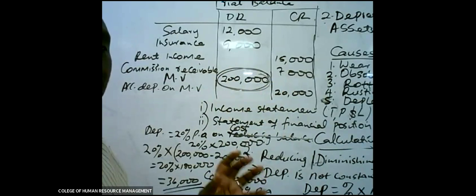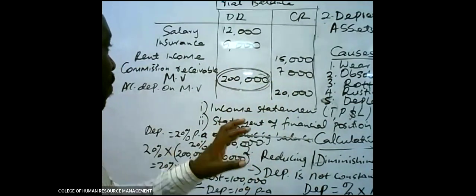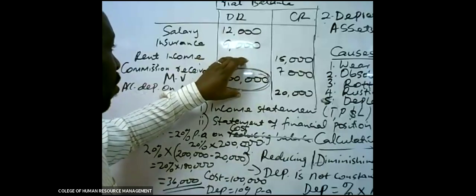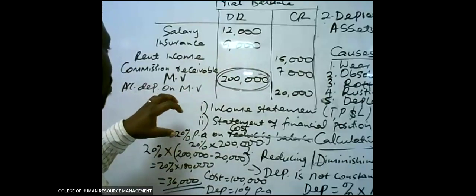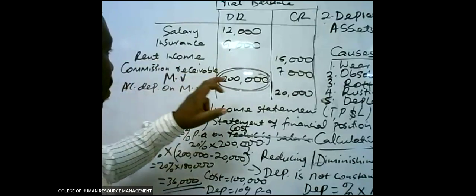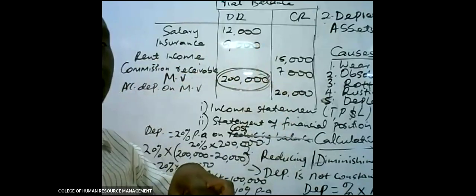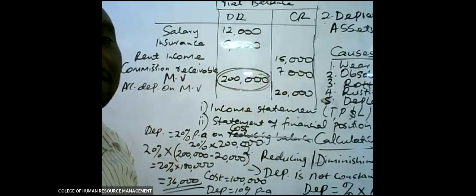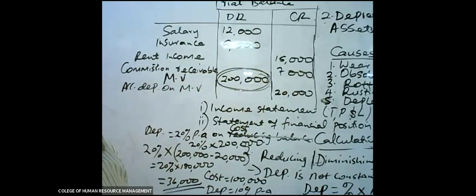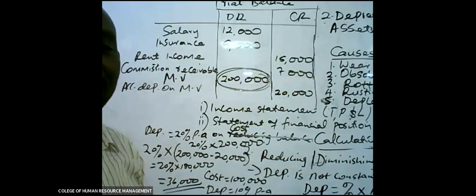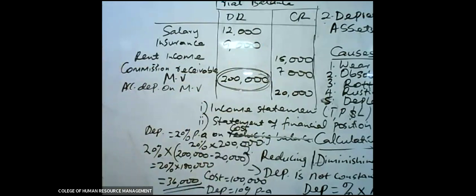The other one is on cost, the other one is on net book value. If it's on cost, just multiply by the cost given. If it is on net book value, take the cost, deduct this to get the net book value, then multiply by the percentage of depreciation given in the question, whether it is 10%, 12%, 15%, and all that. That is all about the depreciation.